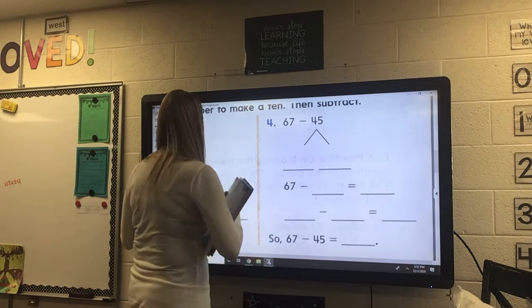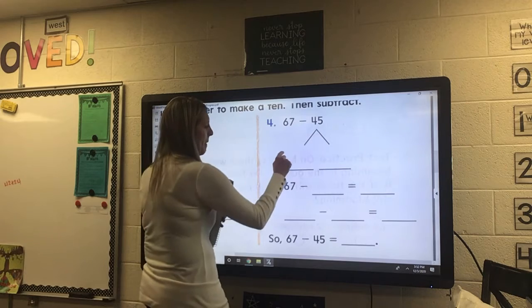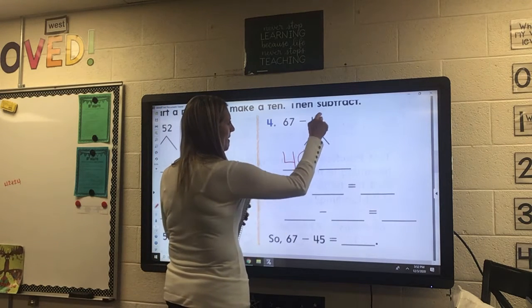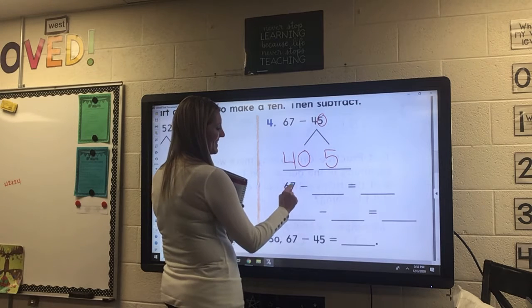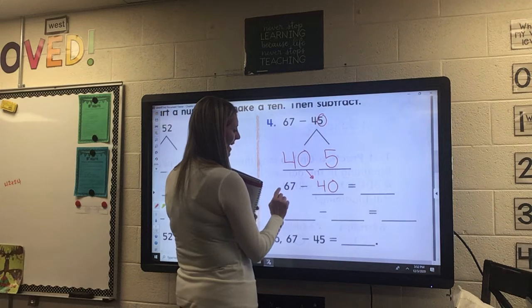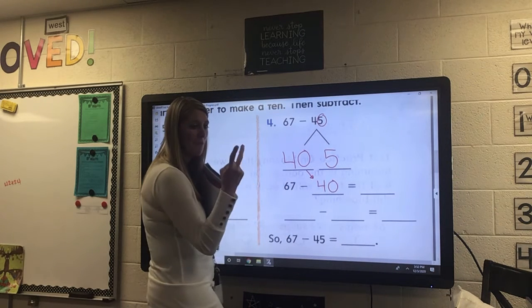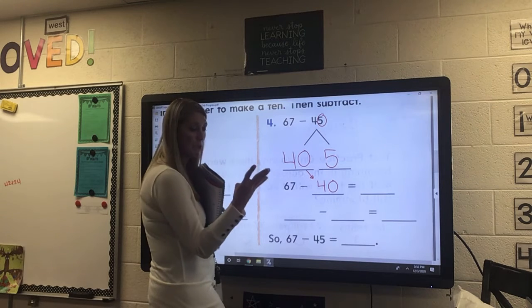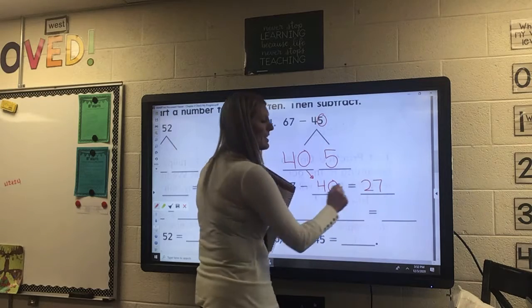So let me do this. I'm going to take 40 and put that here and add that 5 down here. Now I can take this 67 and minus that 40. Well, I can do again 6 minus 4. Well, that would be easy. 6, 5, 4, 3, 2. And 7 minus 0 would be 7. So I should get 27.